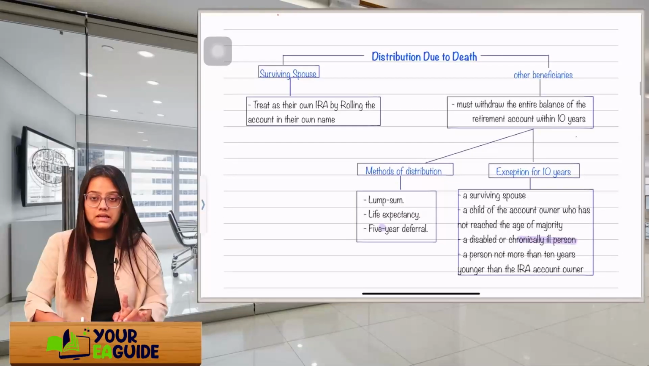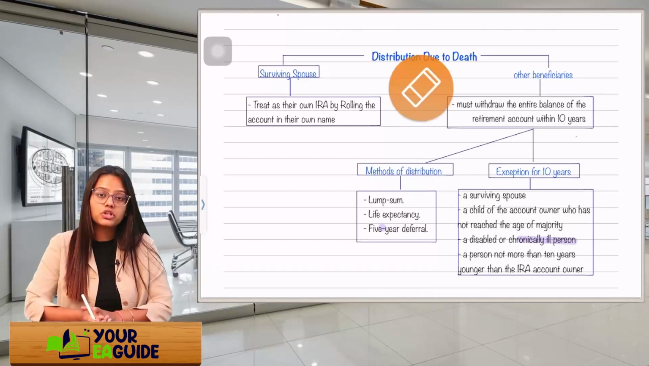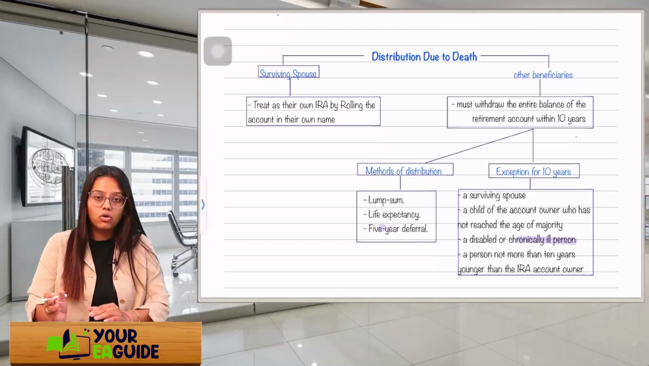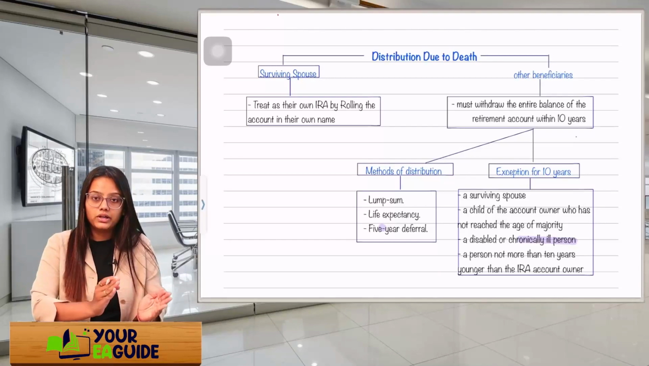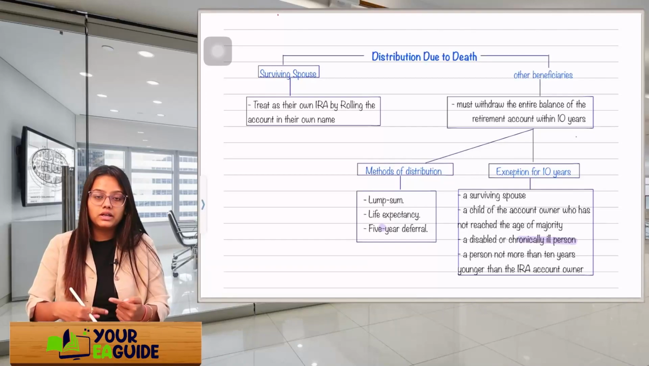Now let's see when you take a distribution, and there is a distribution due to death. If a spouse is going to take a distribution, the surviving spouse will be able to take the whole account and roll it into her own name. So that is rolling it forward in the name of the spouse.